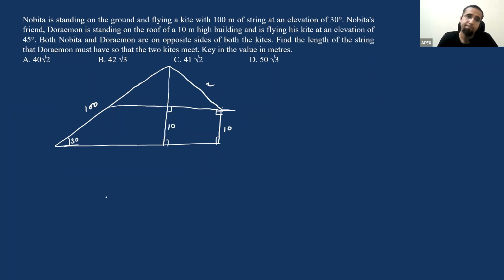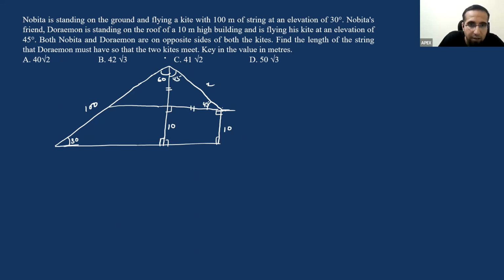This is equal to 10. Clear? Now, if this is 90, then this becomes 60. Clear? Now, this angle of elevation is 45. So this angle of elevation also becomes 45. That means these two sides are equal. Now let's try to understand.